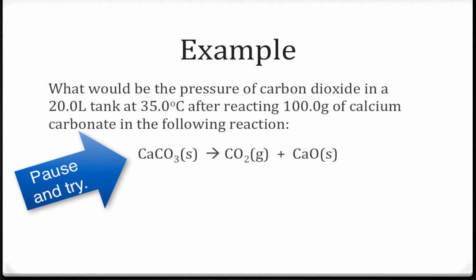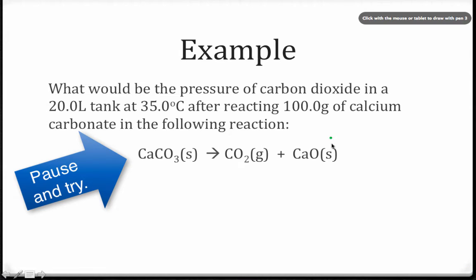Here's a second example. I actually encourage you to pause the video and give this example a try on your own. In this situation, we have carbon dioxide in a 2.0 liter tank at 35 degrees Celsius. We are given 100 grams of calcium carbonate, and we're asked how much product is formed.